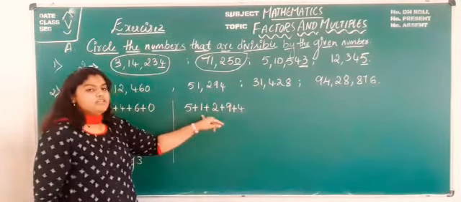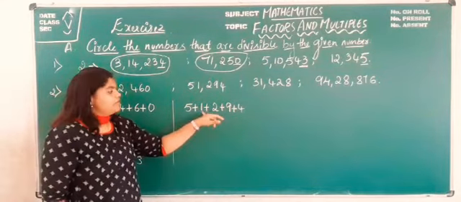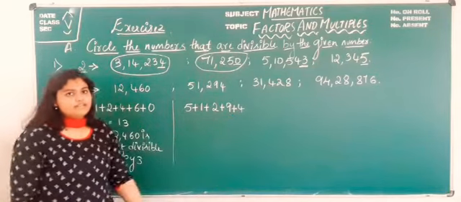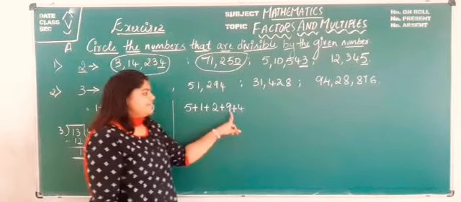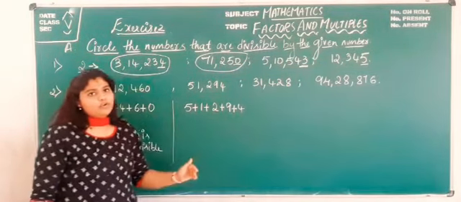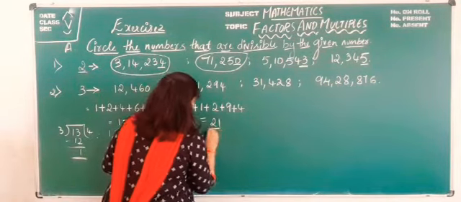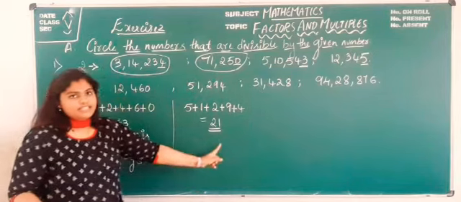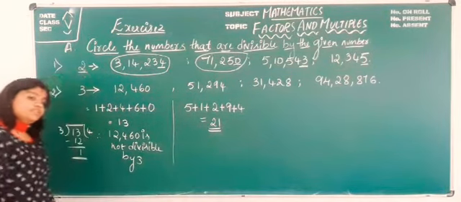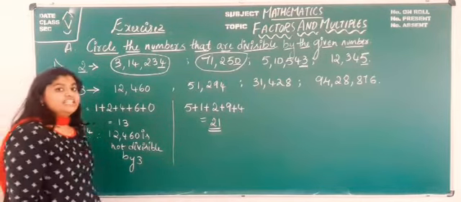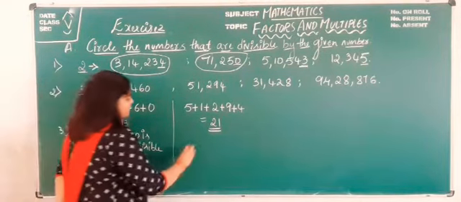So what is 5 plus 1? 6. What is 6 plus 2? 8. What is 8 plus 9? 17. What is 17 plus 4? 21. So the sum of all the digits is 21. Whether 21 is divisible by 3? Yes, 21 is divisible by 3.